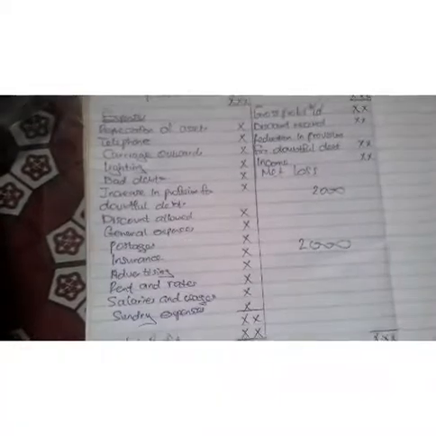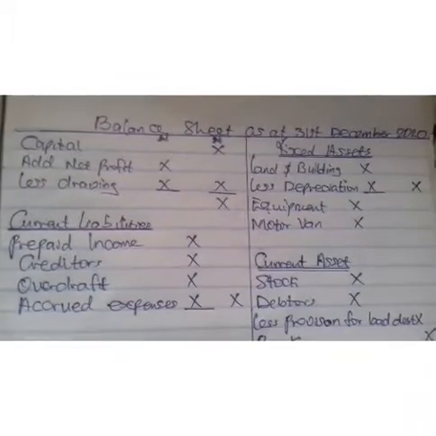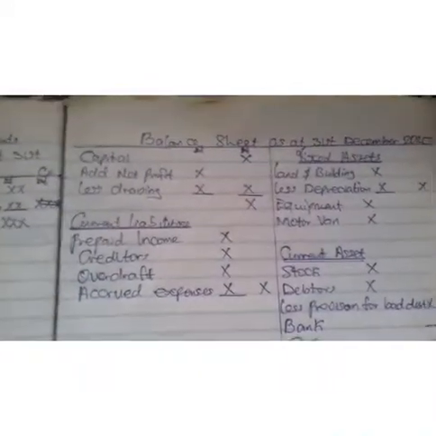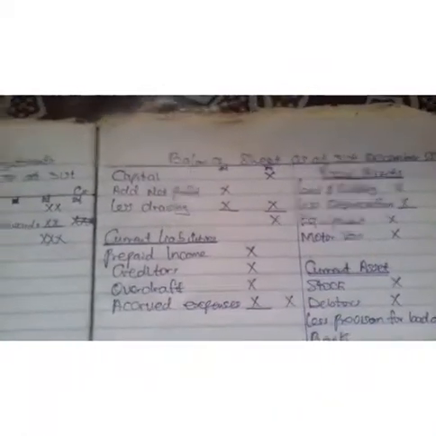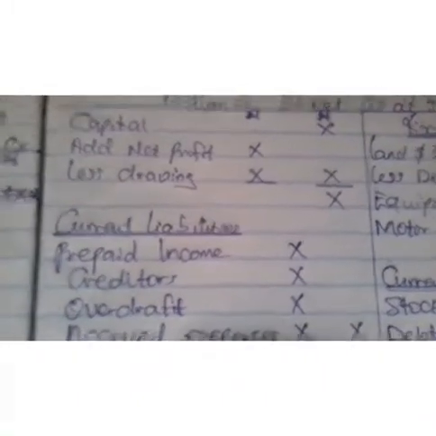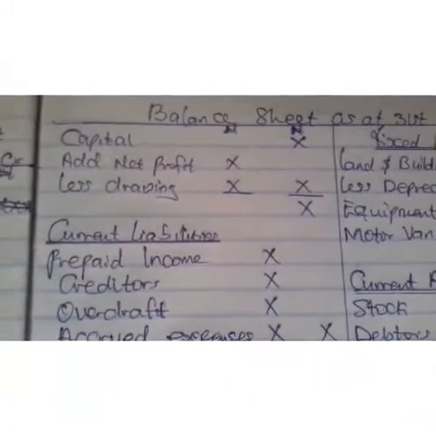So now we move to the balance sheet. This is the balance sheet. We have the balance sheet at 31st December 2020. Don't forget to write the year given to you. We have capital. That is the money that you used to start the business. So we add net profit. That is the profit you made on the business.